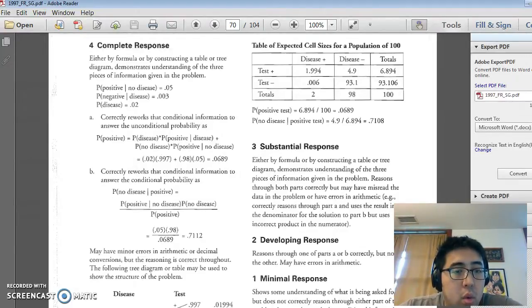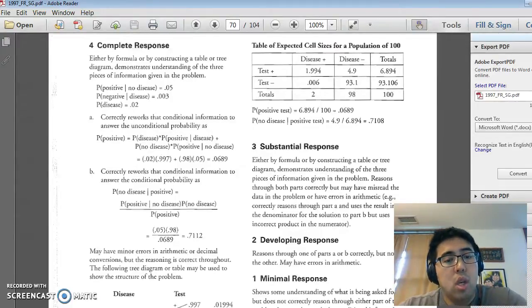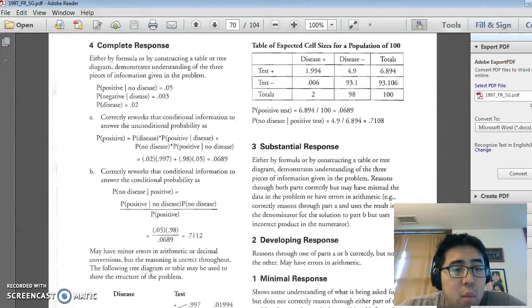And then B, correctly reworks the conditional information to answer the conditional probability as probability no disease given positive is equal to probability of positive given no disease times probability of no disease over probability of positive. Okay, and that's exactly what we did, 0.05 times 0.98 over 0.0689, which is equal to 0.7112. You're allowed to have minor arithmetic or decimal conversions, but the reasoning is correct throughout, and the following tree diagram or table may be used to show the structure of the problem.